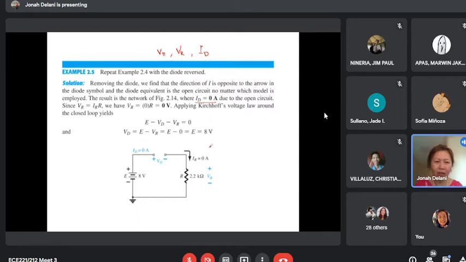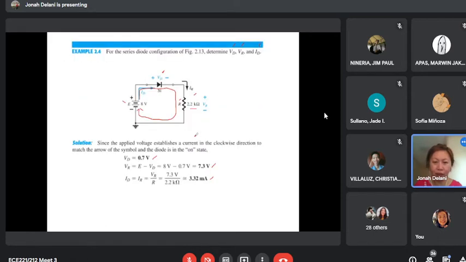Since the current is 0, the voltage across the resistor is, from Ohm's law, VR equals IR. I is 0, so the voltage across the resistor is 0. And as we have discussed, if we measure the voltage across the diode, we can use the equation above. But visually, the voltage at the diode is the source voltage, 8 volts.